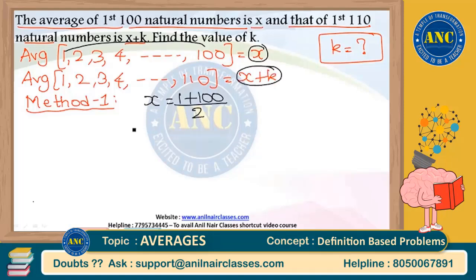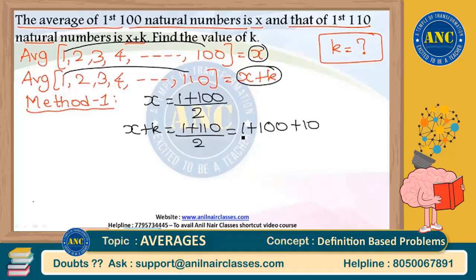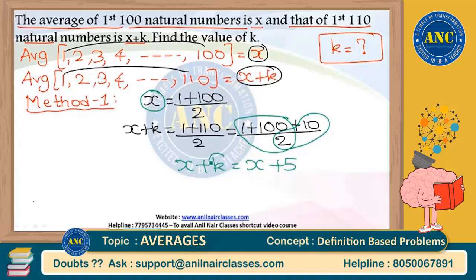What is x plus k? x plus k is nothing but the average of the first 110 natural numbers: first term plus last term by 2, that is 1 plus 110 by 2. It can also be written as 1 plus 100 plus 10 by 2. Now why did I write it like this? Because 1 plus 100 by 2 is named x in this question, and 10 by 2 is nothing but 5. So x plus k is equal to x plus 5. In place of k you have the number 5. The answer for this question is 5.